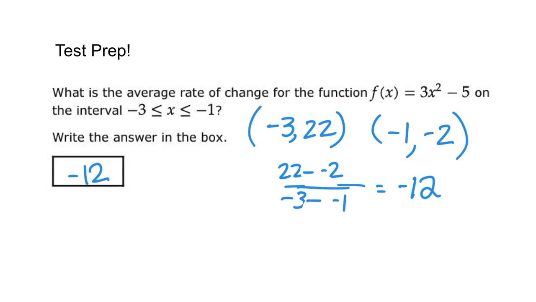For that first one, you should have gotten negative 12 as your average rate of change. And I've shown how I set that up here. So I found the values for both interval points. And then I used the slope formula to calculate that. And I got negative 12.